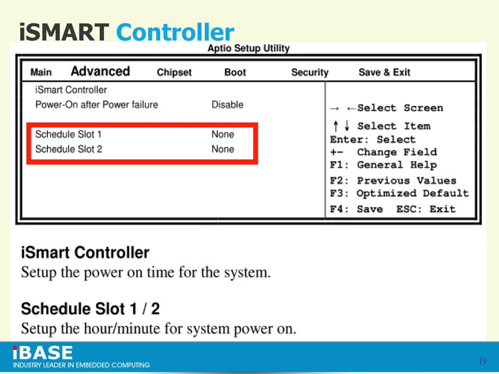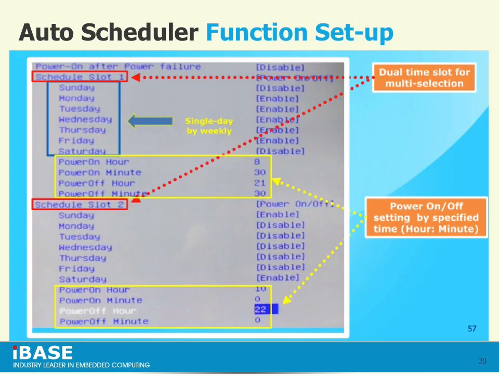And talking about the second function of the iSmart, we call the auto scheduler. Again, you can choose and select it from the BIOS setting. There are two schedule slots that we reserve for users to set up. From this slide, you can see when you enter the auto scheduler, it can be defined by day and also by hour and specified by minute.